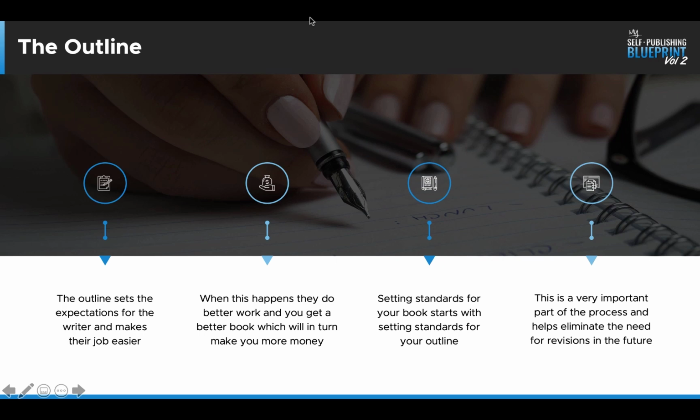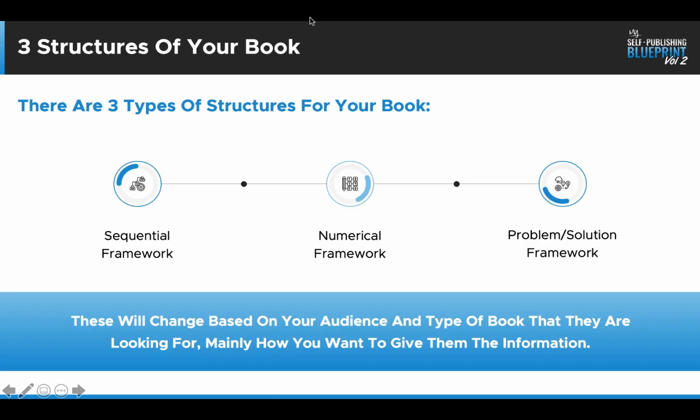Setting your standards for your book starts with setting the standards for your outline. This is one of the reasons it is one of the most important lessons in this entire program, because a great book will start with a great outline. Now, this is a very important part of the process, and it also helps eliminate the need for revisions. When I started taking more time with my outlines, I started needing less and less revisions and edits on my book.